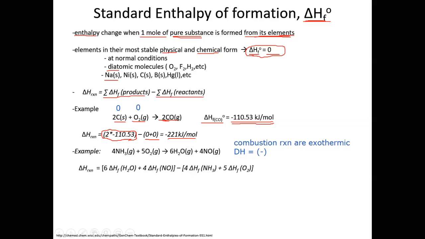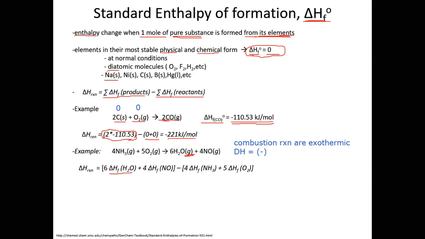So what we're going to do is we take the products. We're going to take the heat of formation of each product. And by the way, make sure you look up the heat of formation of H2 gas, because H2 liquid, as we'll see in a second, has a different heat of formation.